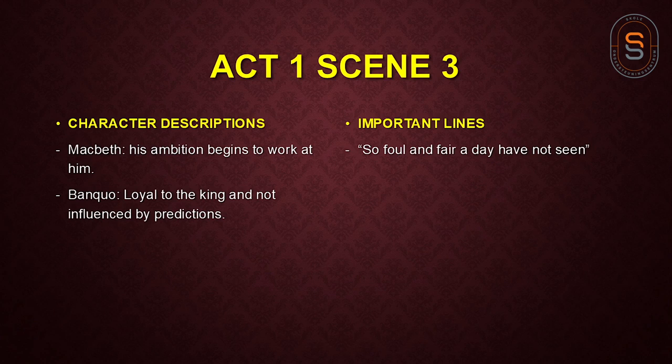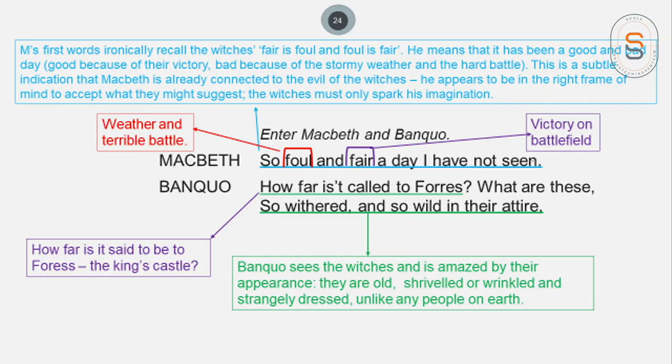Important lines where Macbeth said, "So foul and fair a day I have not seen." So this is the extract where Macbeth starts with, "So foul and fair a day I have not seen." So Macbeth's first words ironically recall the witches, "Fair is foul and foul is fair." He means that it has been a good and a bad day.